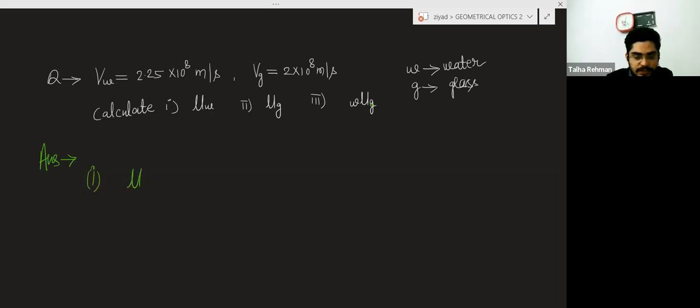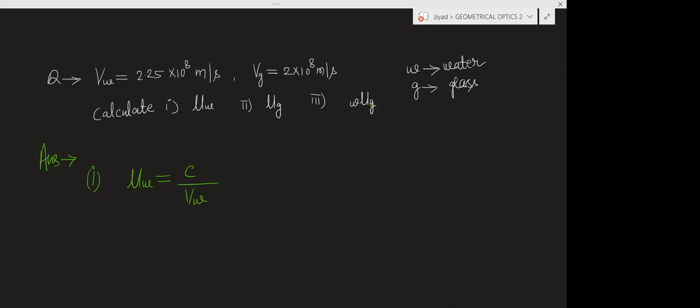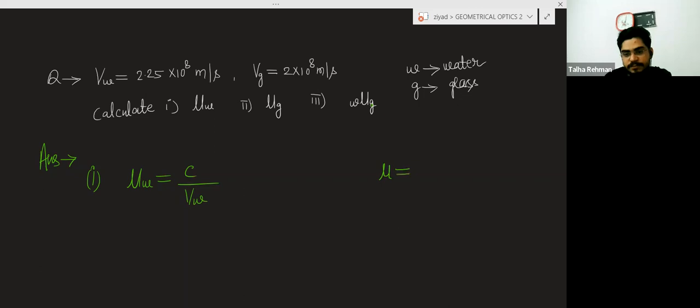Refractive index of water is equal to speed of light in air divided by the speed of light in water. I have told you the formula for the refractive index. Refractive index of any medium is equal to speed of light in air divided by speed of light in that medium. Now, what is the speed of light in air?